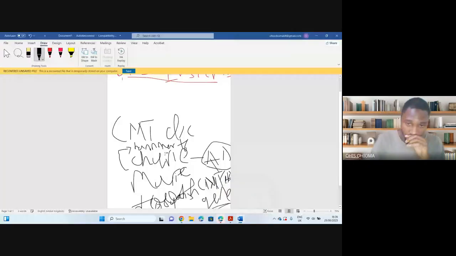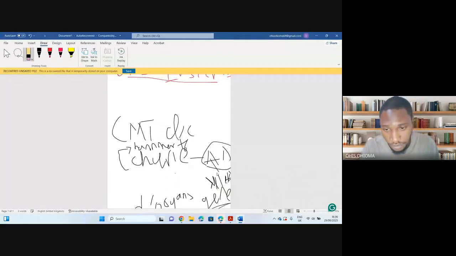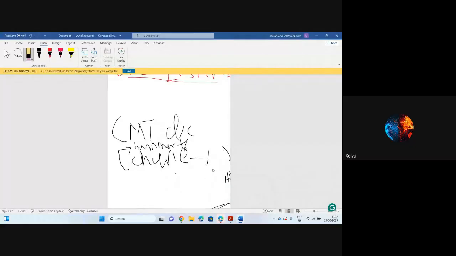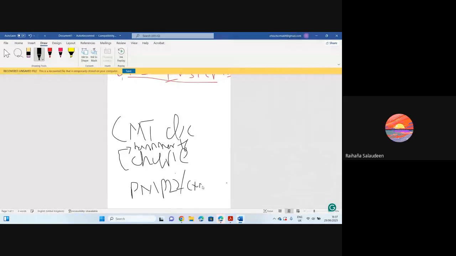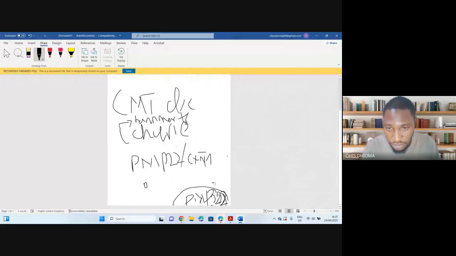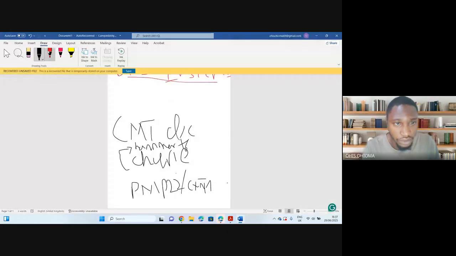So the genes, let me just repeat this again. Yes, sir, it's clear. So the genes that are affected are PMP22 and the CMT1A gene, right? Those are the two genes that are affected here.